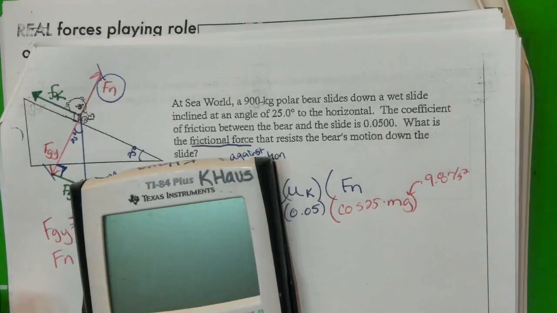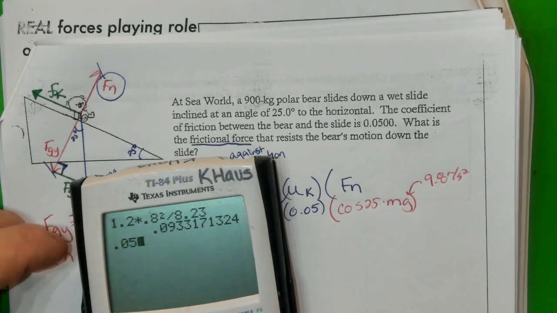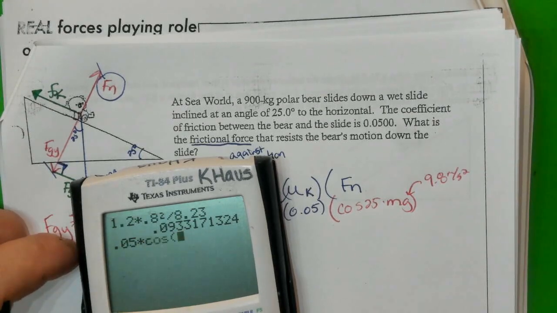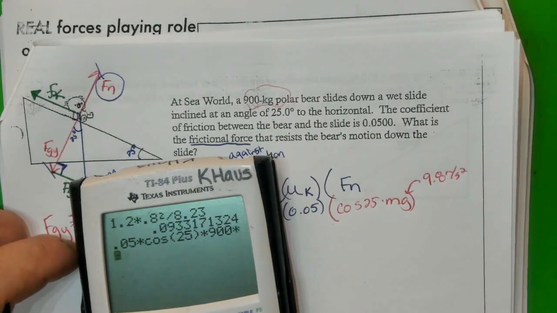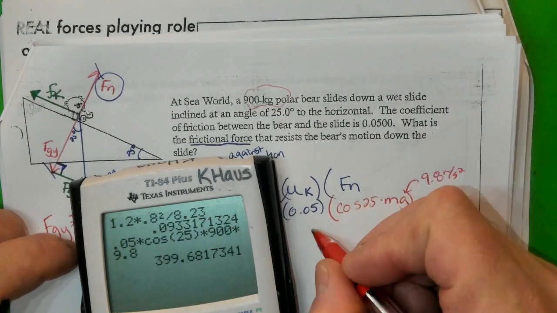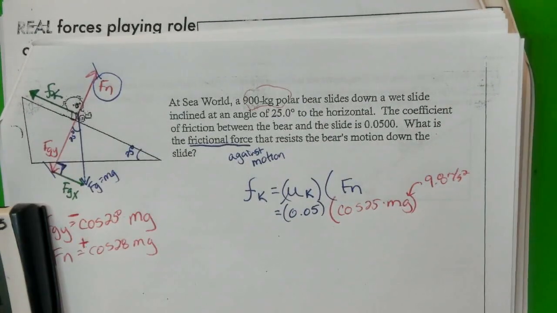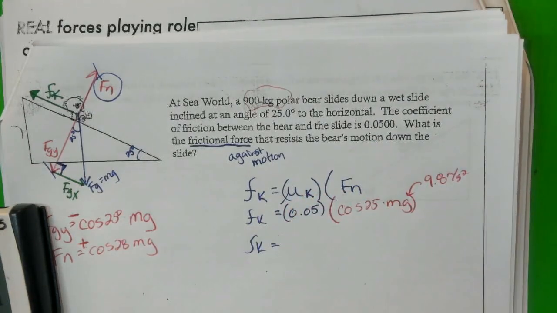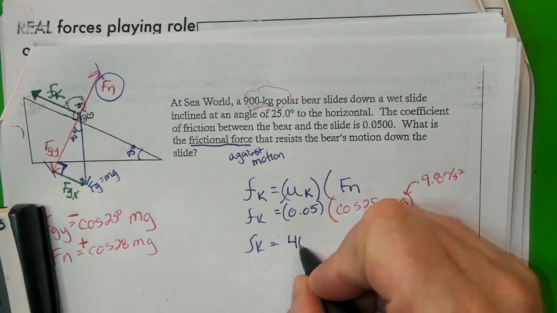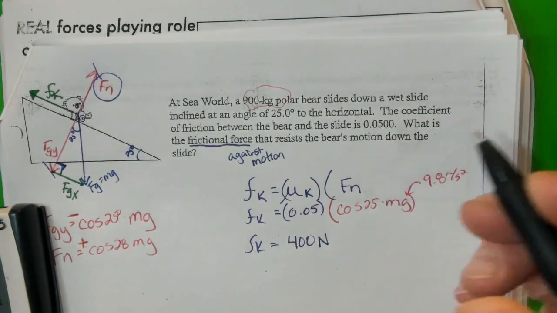Okay, let's hit the calculator. 0.05 times cosine 25 times the mass. It's a 900 kilogram polar bear, I just looked that up at the top of the problem, times 9.8. So there is exactly 399.68, and we can tell that that rounds to 400 newtons of force.